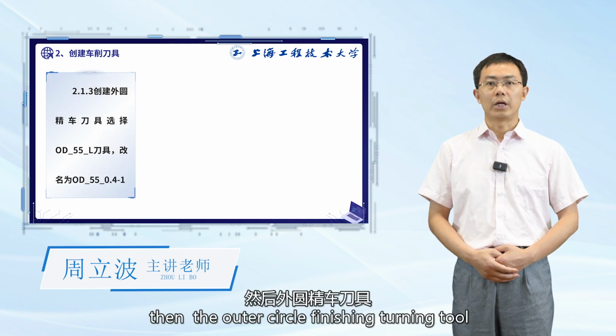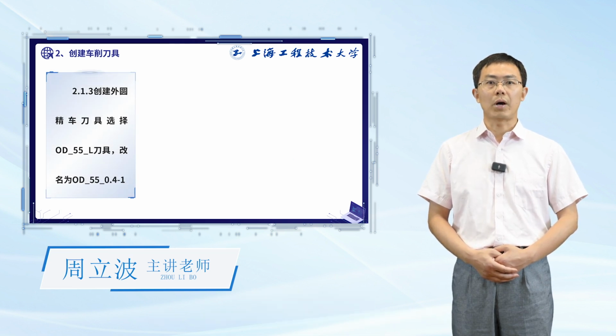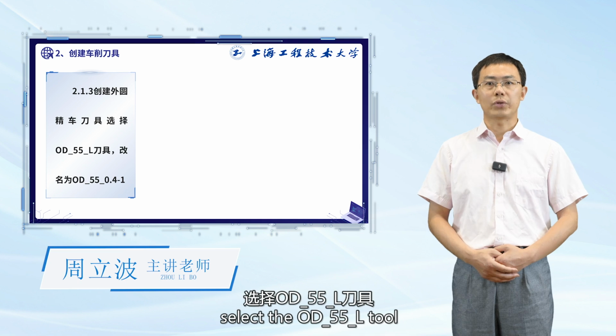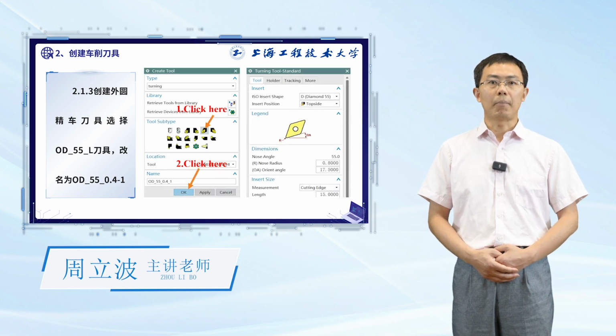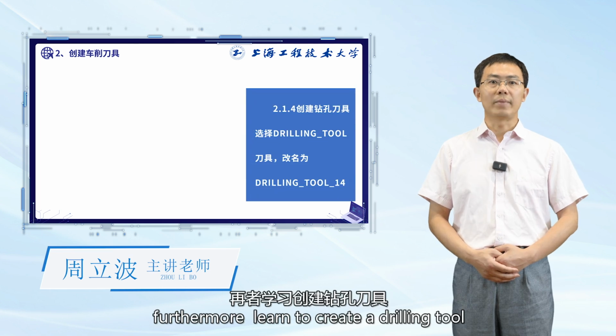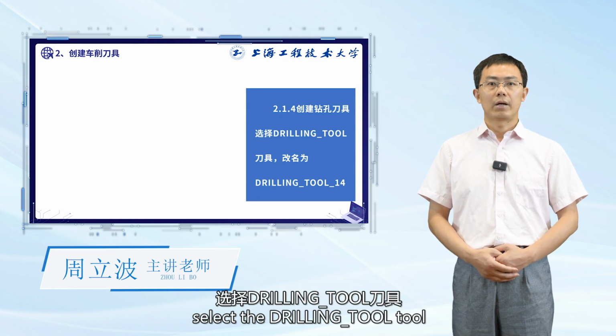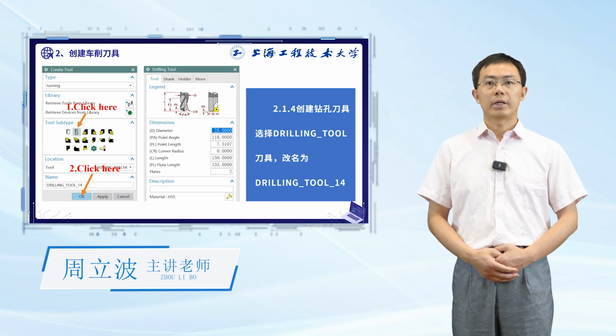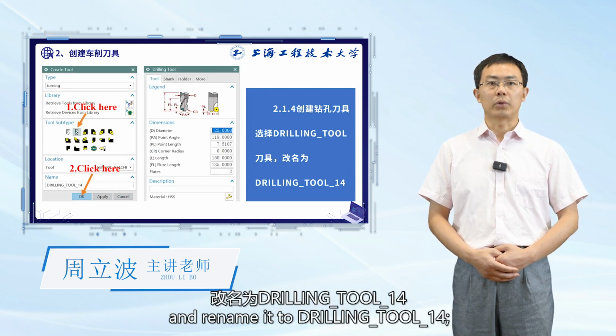Then, the outer circle finishing turning tool. Select the OD55L tool and rename it to OD55 0.41. Furthermore, learn to create a drilling tool. Select the Drilling tool and rename it to Drilling Tool 14.